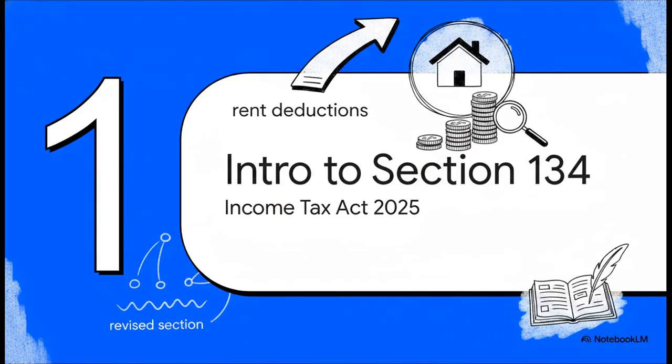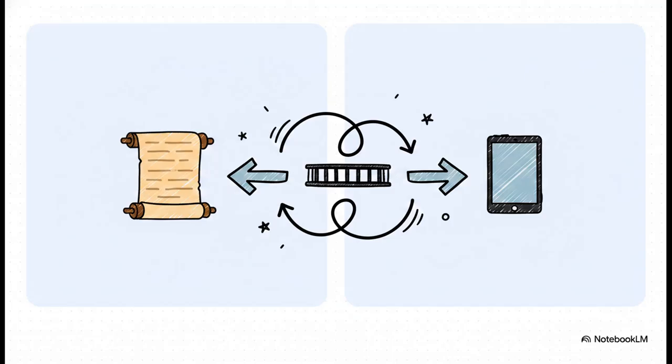Section 1, Introduction to Section 134. So for you seasoned tax professionals and CA students out there, adapting to the new tax code is really all about understanding the bridge between the old and new regimes. If you're super familiar with the 1961 Act, you'll immediately recognize this deduction as the old Section 80GG. Well, under the new 2025 Act, that exact same relief provision has been migrated over and updated to Section 134.